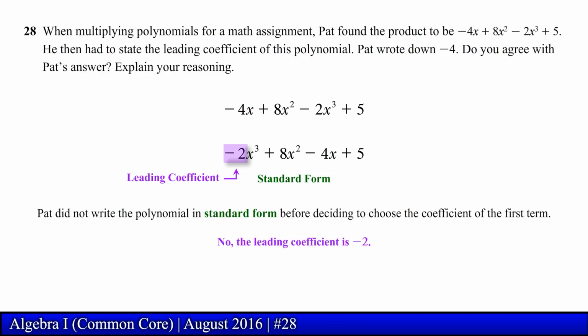So no, we do not agree with Pat's answer. The leading coefficient should be the coefficient of the term with the highest power. In this case, it should be -2 and not -4. And this is our final answer.